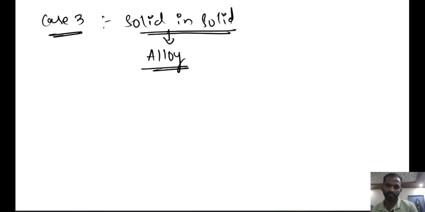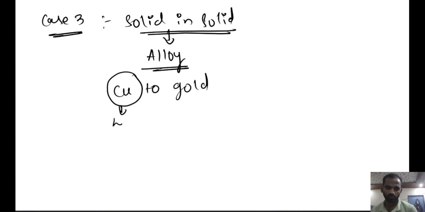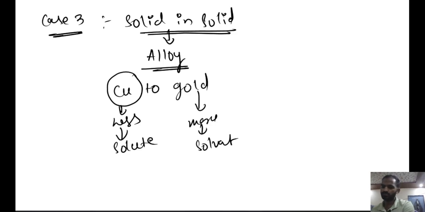One alloy example is gold. Pure gold is not that useful for making jewelry. So to make it hard, they add copper to gold. Here copper is in less amount, so it acts as the solute. Gold is in more quantity, so it acts as the solvent. So this is one example of solid in solid solution.